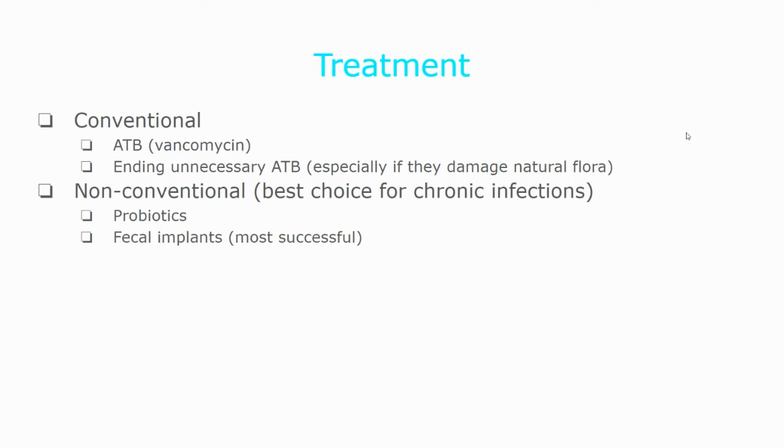Those are the conventional methods, and some non-conventional methods. These are best for chronic infections especially. Would be probiotics. What probiotics do is they promote your normal flora to grow. You see them in yogurt and stuff. Basically things that are going to help the bacteria in your gut be happy. All the healthy bacteria is going to be growing. The best result, though, or the most successful treatment, especially for chronic infections, but it's also applicable to acute infections as well, is fecal implants.